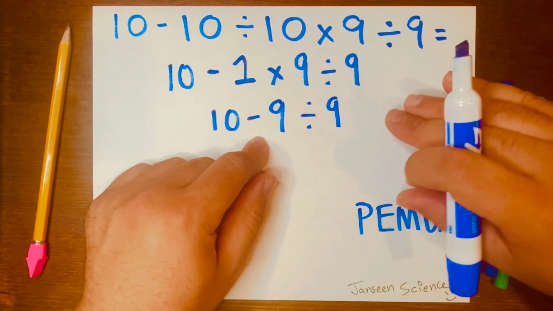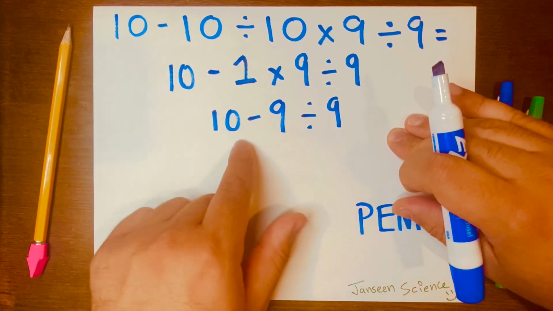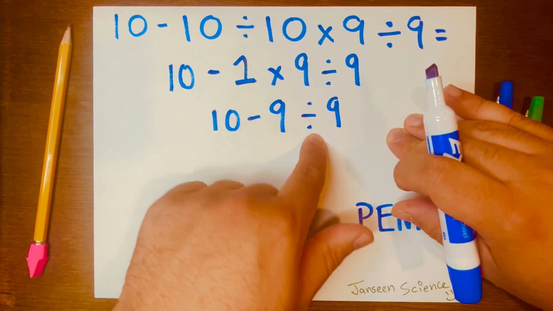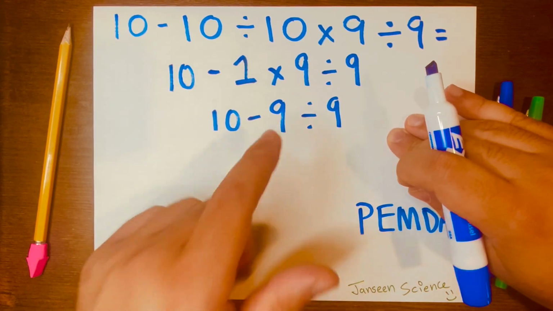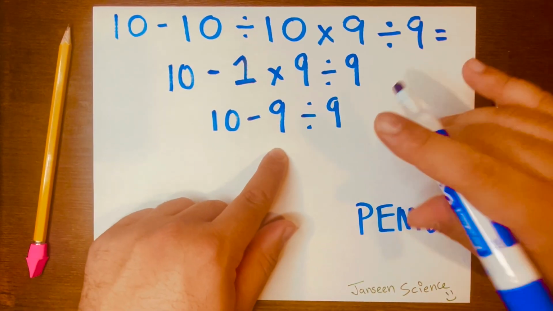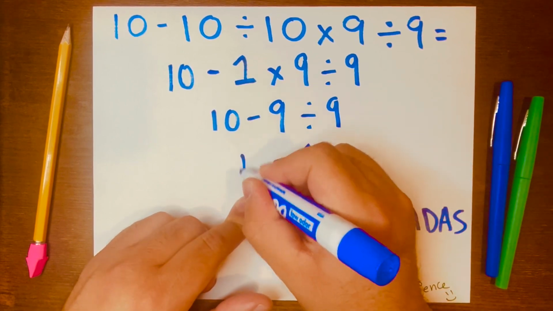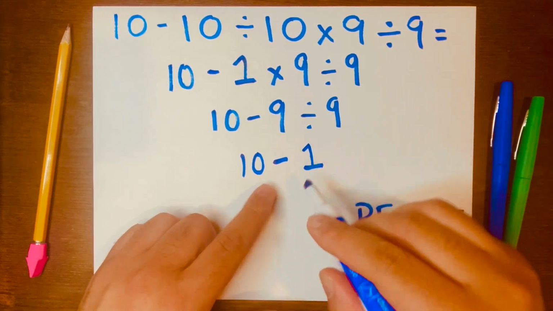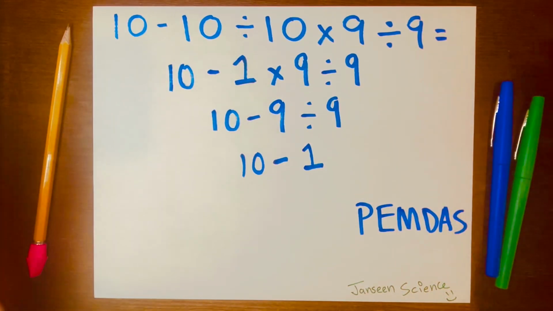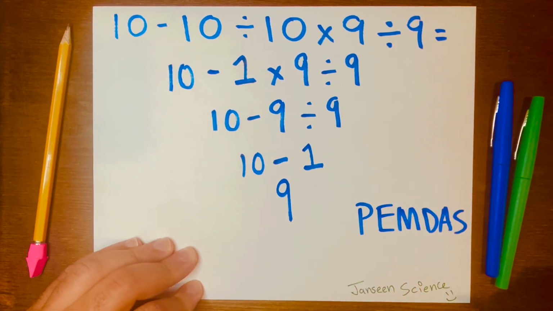Finally, we will move left to right again. And we solve 9 divided by 9 because it's the last multiplication or division in that line. So 9 divided by 9 is 1. And then we bring everything down, which is the 10 minus, and now we have 10 minus 1. And now we just do normal subtraction. 10 minus 1 is 9. So the answer is 9.